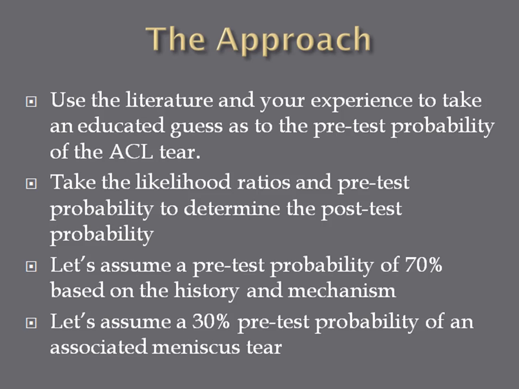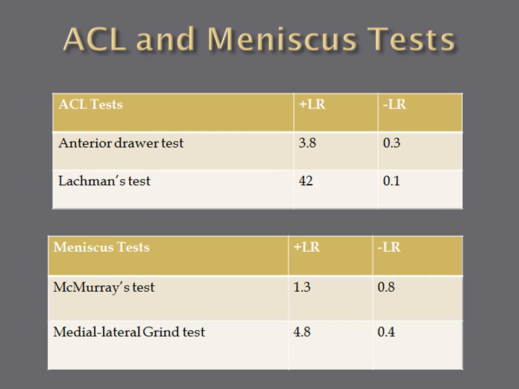So now that we have the pretest probabilities, we need to find the likelihood ratios for various orthopedic tests for the knee, specifically for ACL and meniscus tears. Plug them into the nomogram and produce our post-test probabilities. So here they are, the positive and negative likelihood ratios for two common tests for the ACL and two for the meniscus. We can see that the Lachman's is unusual in that both the positive and negative likelihood ratios are valuable at 42 and 0.1 respectively. Similarly, for the meniscus, we see that the medial lateral grind test has more value than the McMurray's test with a positive likelihood ratio of 4.8 and a negative likelihood ratio of 0.4.